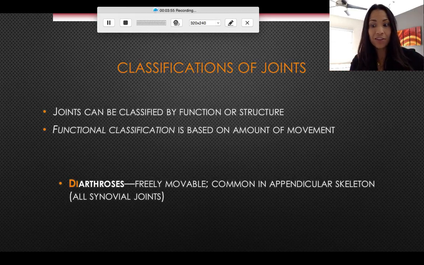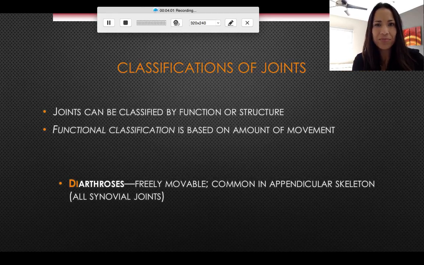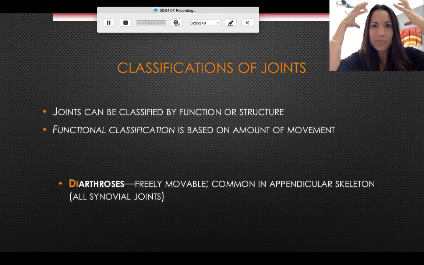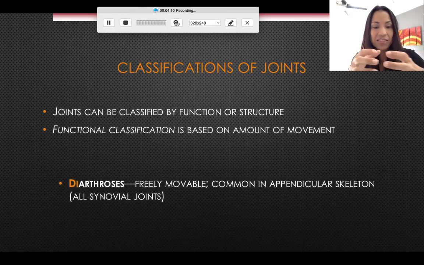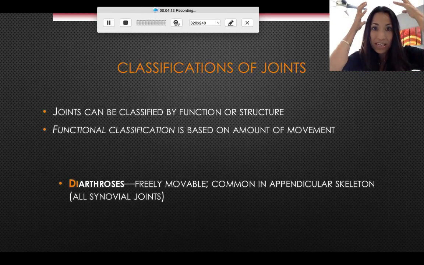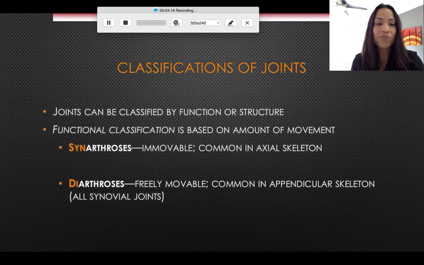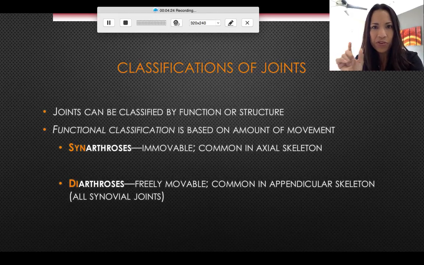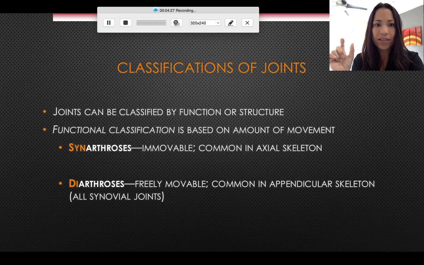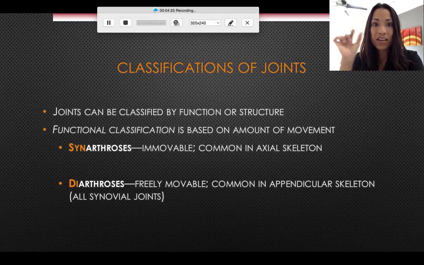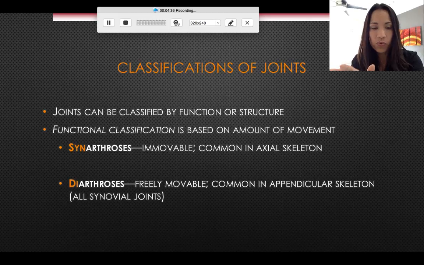Now, on the other end of the spectrum, we have joints that we cannot move. We have described them so far when we were describing the skull, for example, and we described the sutures, and we said that these are joints that we cannot move, we cannot move the bones of our skull. That type of joints are called synarthrosis. So see that we're using that prefix I told you. Arthro means joints. So diarthrosis are joints that we can move freely. Synarthrosis are joints that we cannot move.